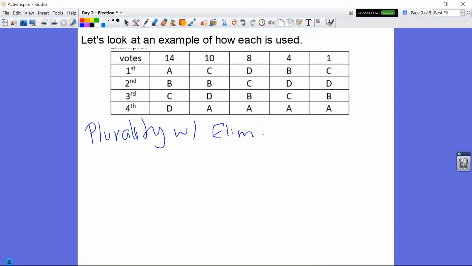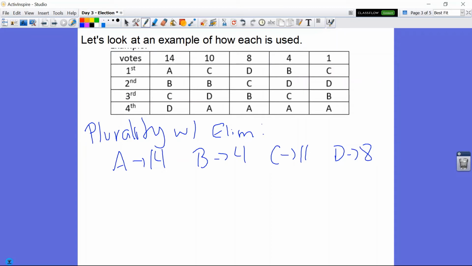So you start off the same way that we started off with plurality. I need to know how many people have how many first place votes. So A had 14, B had 4, C had 11, and D had 8. And the premise behind plurality with elimination is if we can eliminate people who are voting for a candidate that doesn't have very many first place votes and redistribute their votes to whoever they would like next, then we're going to end up with a candidate who more people are happy with.